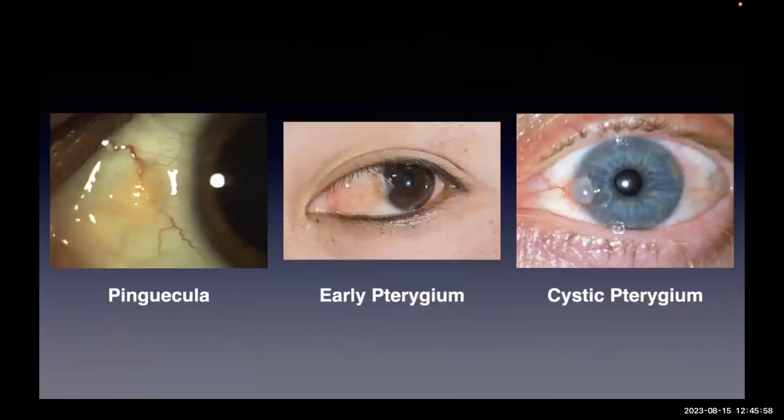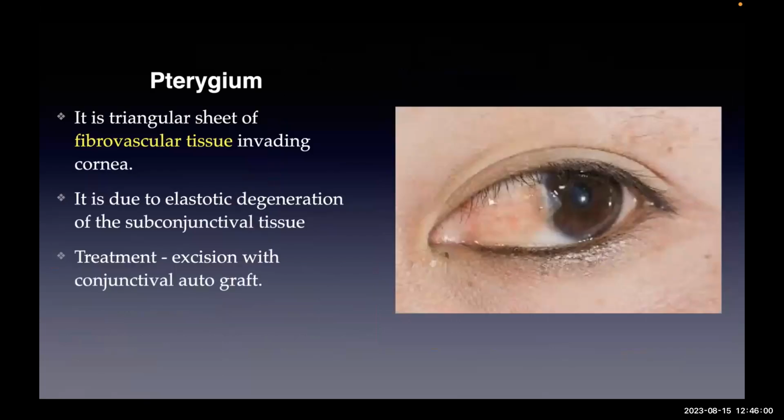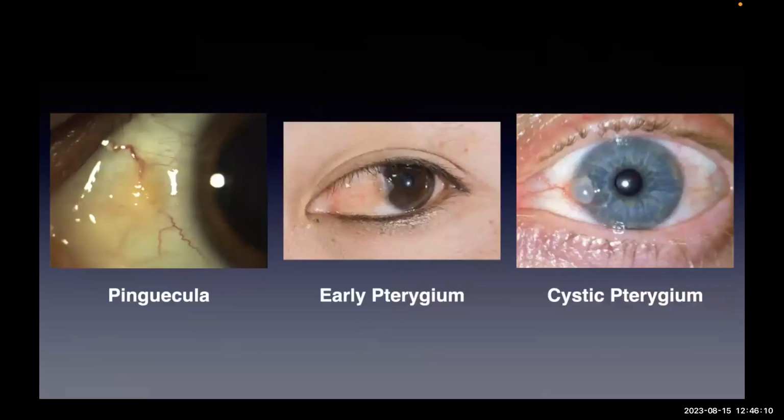Next one is pterygium. It is the triangular sheet of fibrovascular tissue invading the cornea. It is due to elastotic degeneration of the subconjunctival tissue. Treatment is excision with conjunctival autograft. Here we can see the pictures. First one is pinguecula and second one is pterygium, and the last one is cystic pterygium.